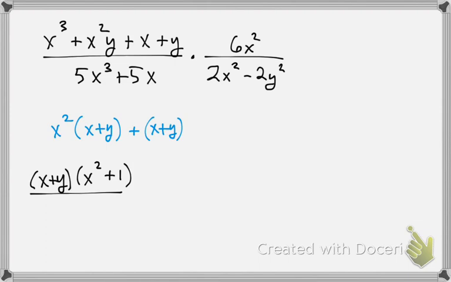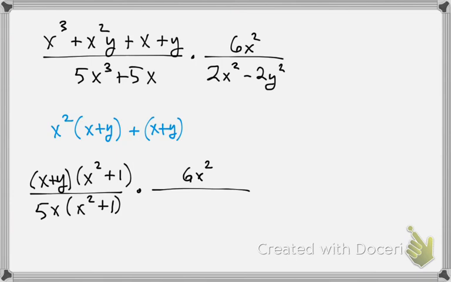Take out a 5x. You got a GCF of 5x leaving behind x squared plus 1. Does that factor any further? Nope, right? x squared plus 1 is not one of those special forms. All right, 6x squared is 6x squared. Right, that one is what it is.